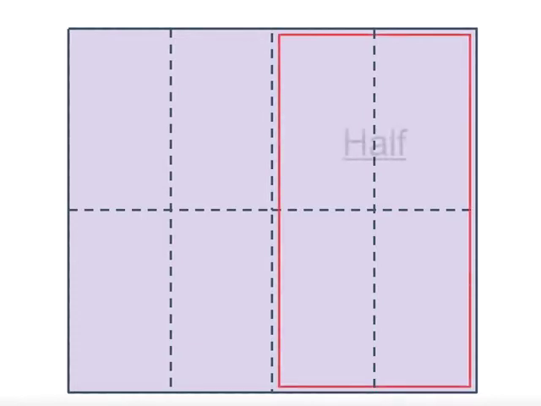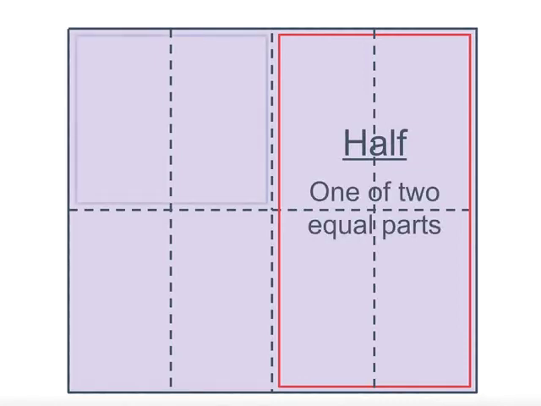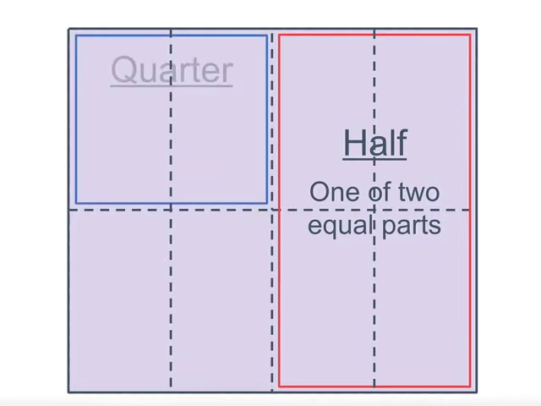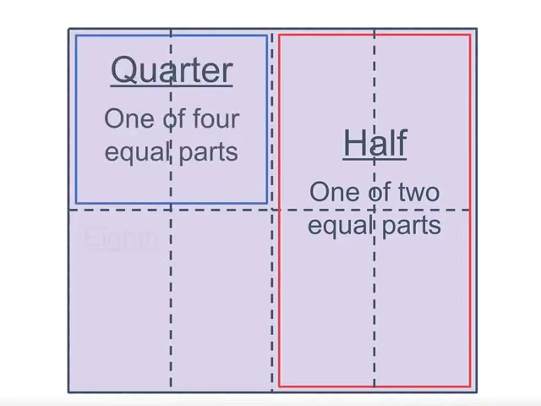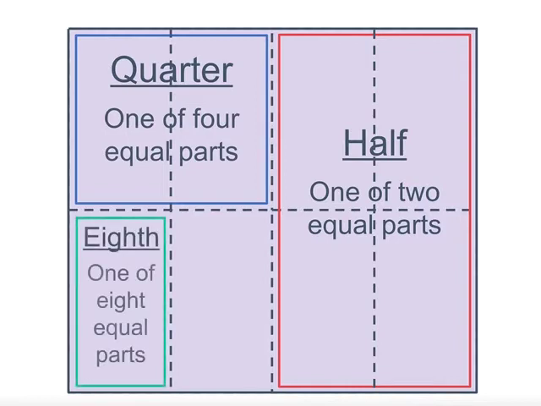Let's look now if we fold the paper again. Here we can see 8 equal parts to make the whole. We can frame our half. Half is still one of 2 equal parts of the whole. We can frame our quarter, which is one of 4 equal parts. And we can frame our 1/8, which is one of 8 equal parts.